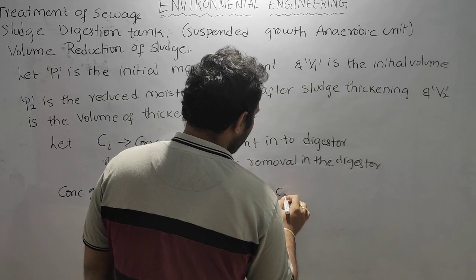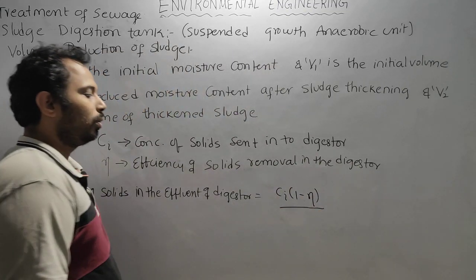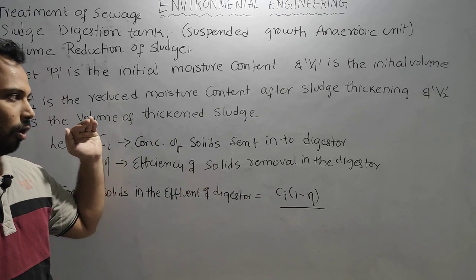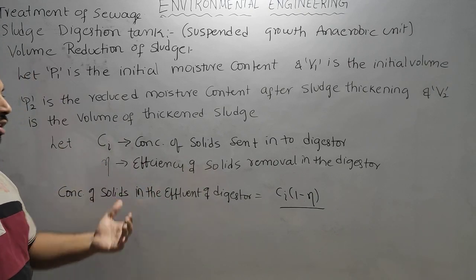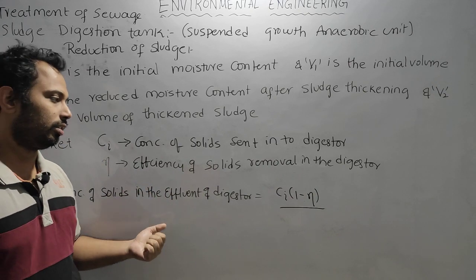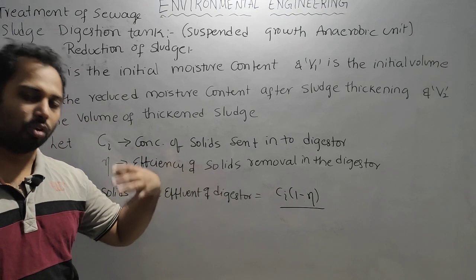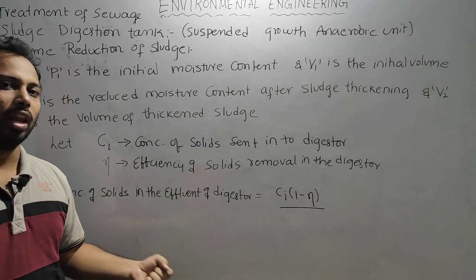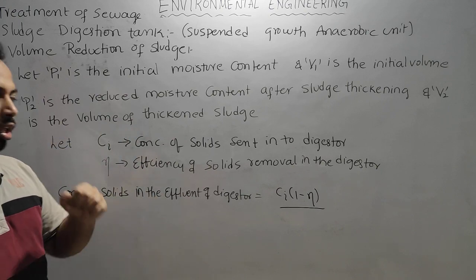And what is the amount of solids that will be present in the effluent? That will be equal to 1 minus this. That means how many solids you are sending into the digester, and what is the efficiency of removal of the solids in the digester, and the rest will come out of the digester in the form of a solid sludge, which we need to apply on the land for irrigation. I will tell you what we will do after this sludge digestion.